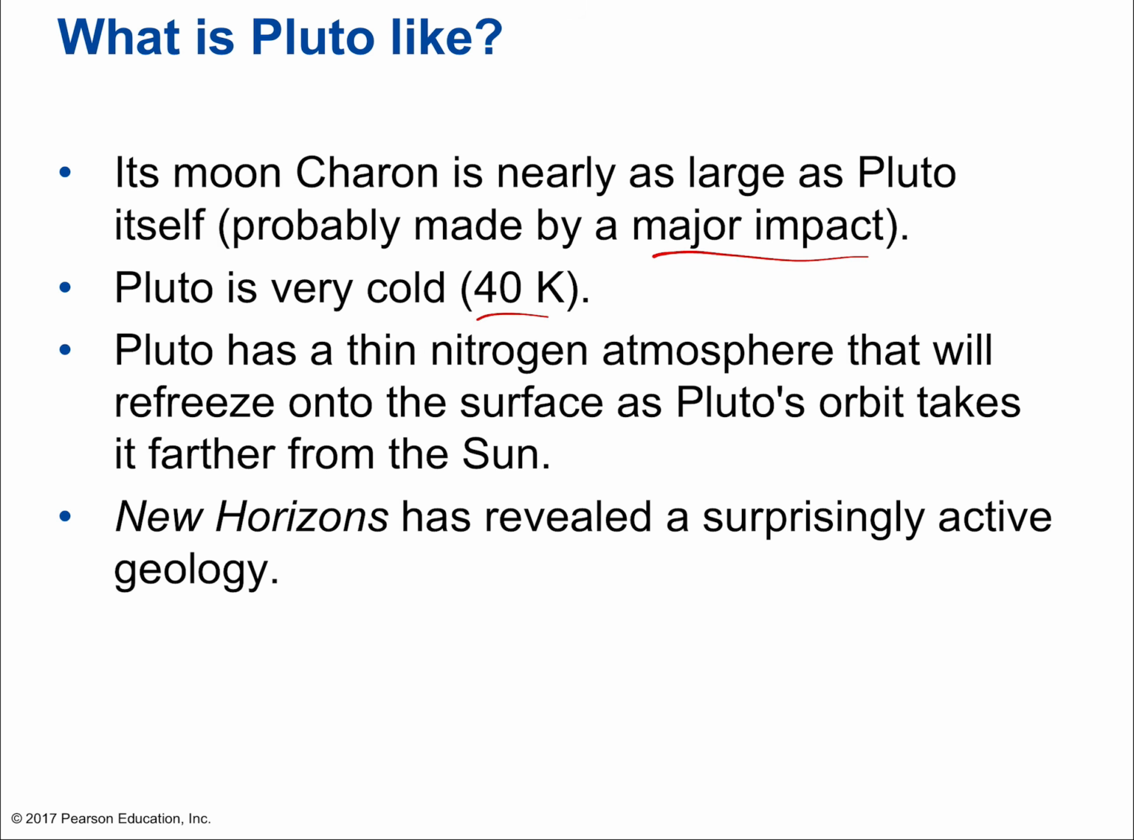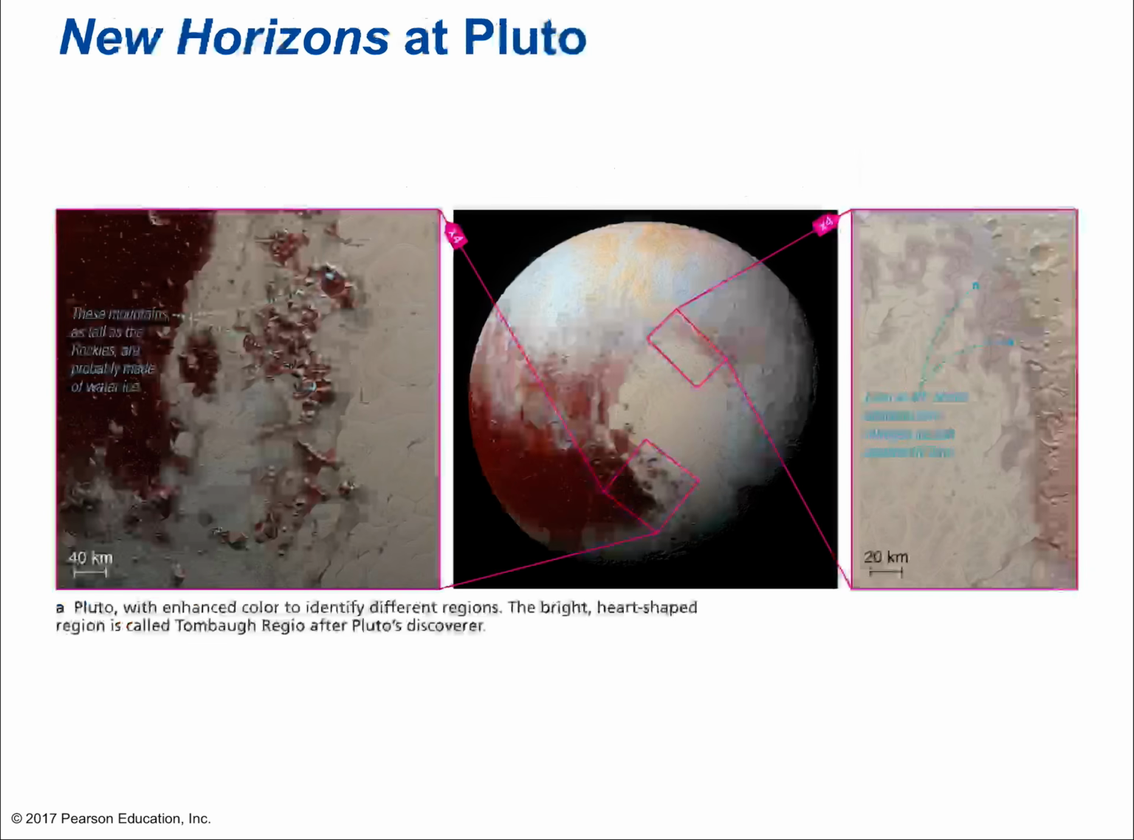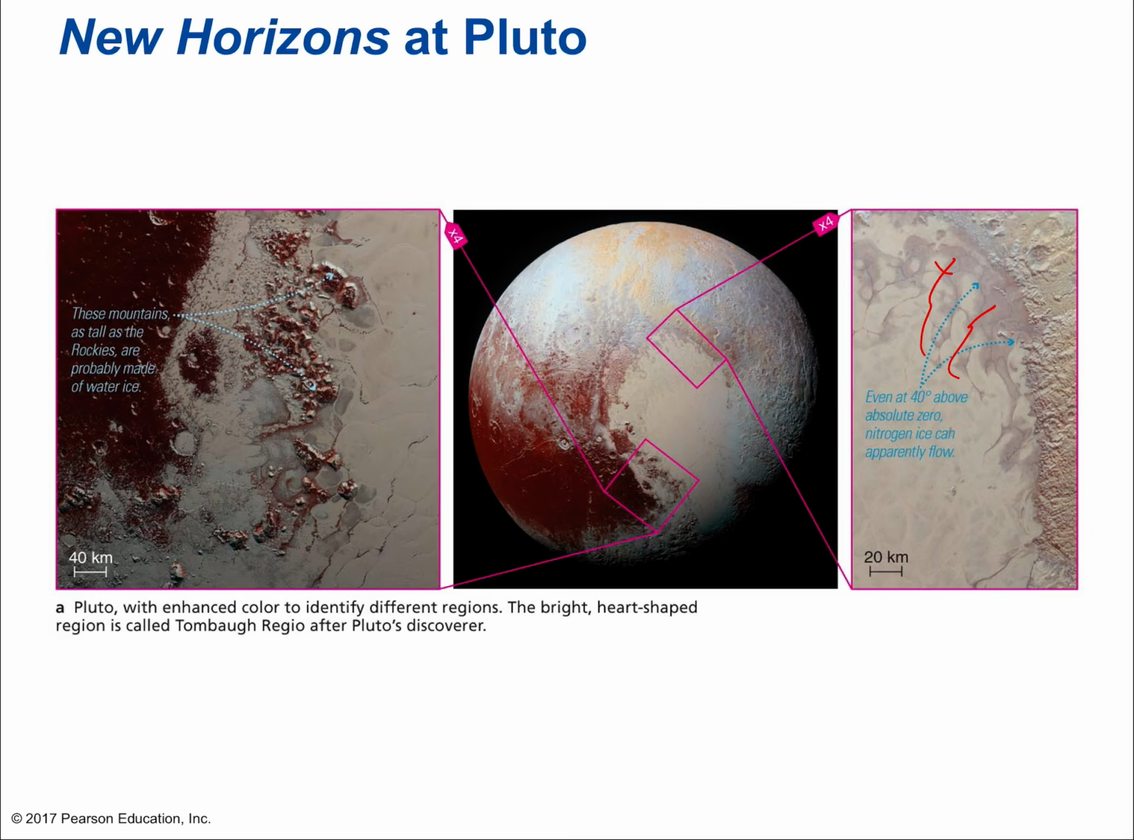New Horizons passed by it just a few years ago and showed a lot of very interesting things, including active geology. Pluto is closer right now than it will be in other parts of its orbit, and during this phase of its orbit, there's basically ice volcanoes and ice flows and so on. Some really interesting stuff is happening, and we don't fully understand it. Here are the amazing recent photos of its surface. We can see it has mountains as tall as the Rockies, probably made of water ice. It's really amazing. And even at 40 degrees above absolute zero, there are nitrogen ice flows that are apparently flowing. We can actually see the evidence, kind of like deltas.